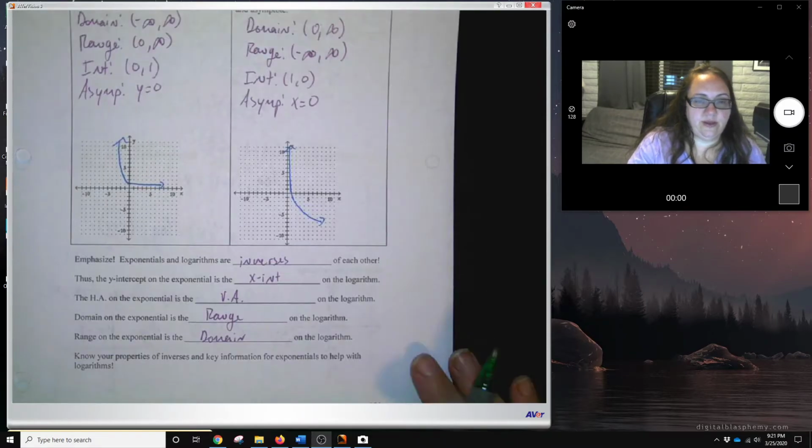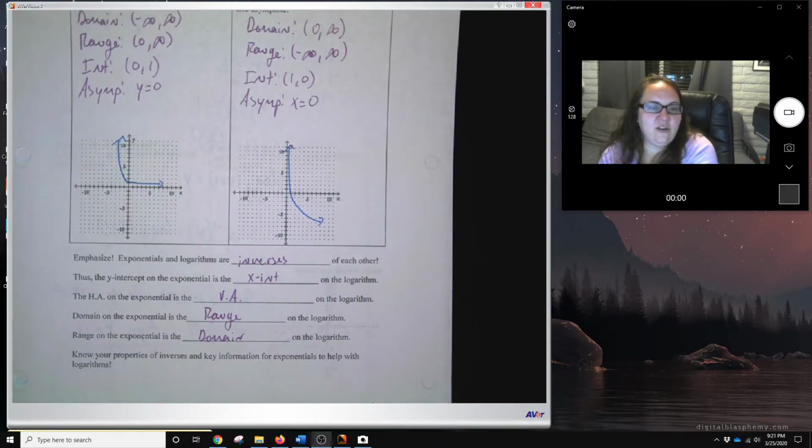So keep in mind that since logarithms and exponentials are inverses of one another, the y-intercept on the exponential becomes the x-intercept on the log. The horizontal asymptote on the exponential becomes the vertical asymptote on the log. Domain becomes the range, range becomes the domain.